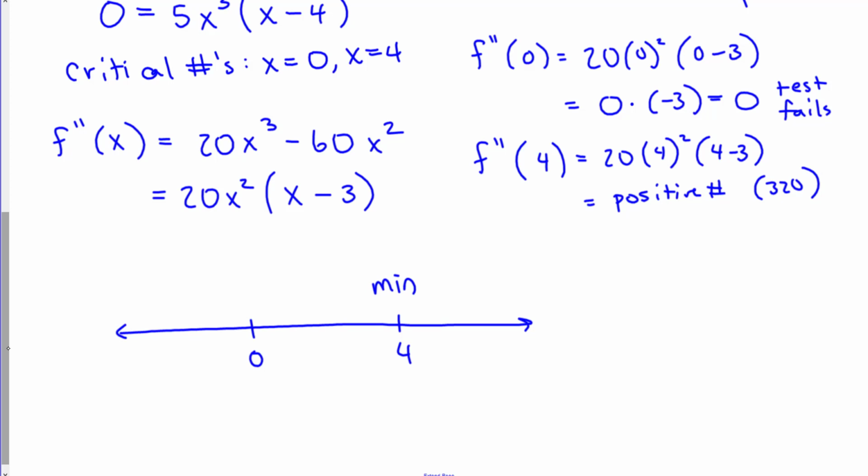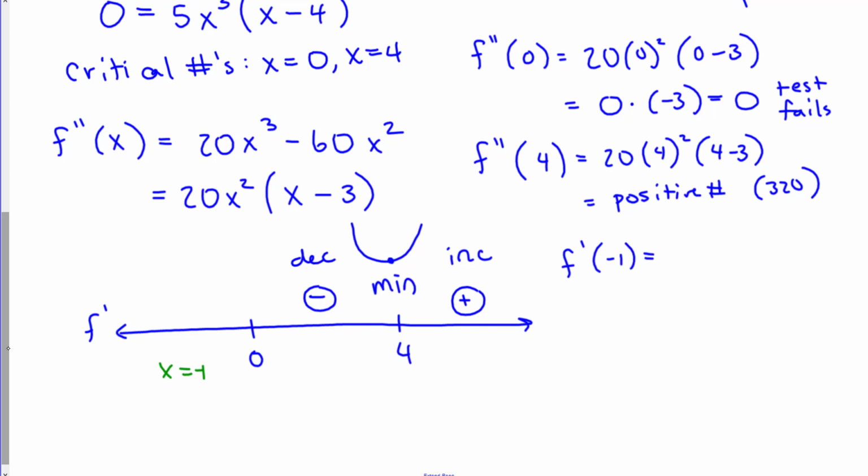But that also tells me a little bit about the intervals surrounding 4. In order for this to be a minimum, I have to be decreasing on the interval prior to it and increasing on the interval after it. So I have to go from decreasing to increasing to have a minimum, which means my first derivative is negative on this interval and positive on that interval. So I really only have to do one test value here. If I take, say, -1 and plug that into my first derivative, all right, my first derivative evaluated at -1.